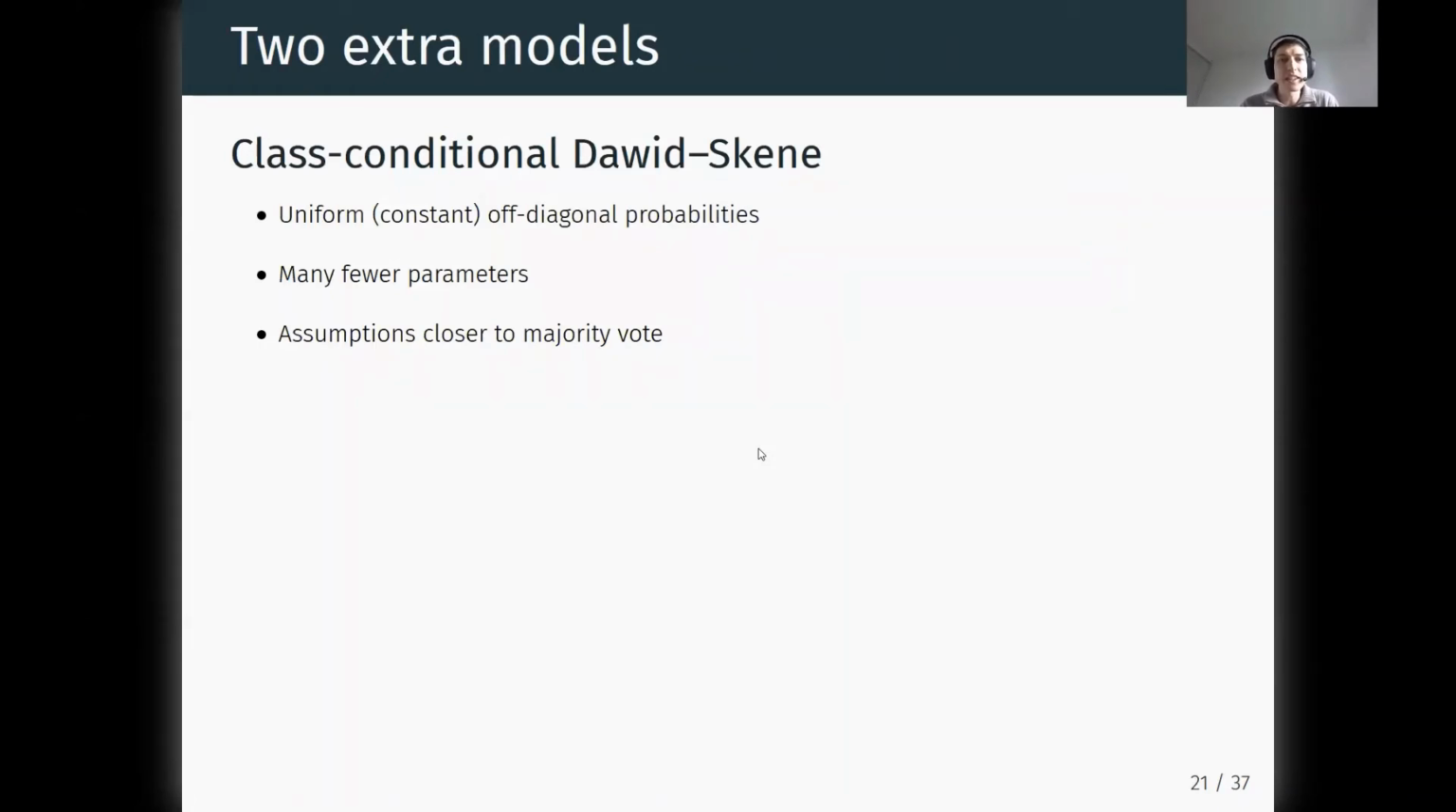So we'll define this model called the class-conditional Dawid-Skene model. So this is just the Dawid-Skene model, but with a restriction. We're going to assume uniform values off the diagonal in the accuracy matrices. So that means we'll reduce the number of parameters rather than having every entry as a separate parameter. Off the diagonal, they're all going to be the same parameter on a per row basis. So there's many fewer parameters to estimate here. So this is going to be doing something closer to what majority vote's doing, in that it's not caring so much about any specific biases.